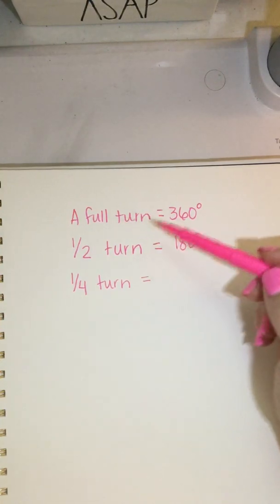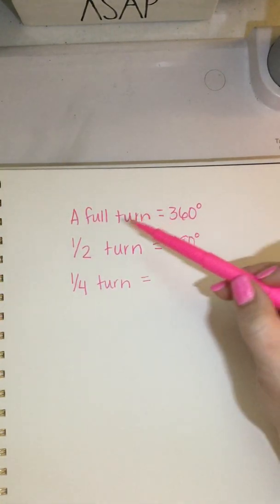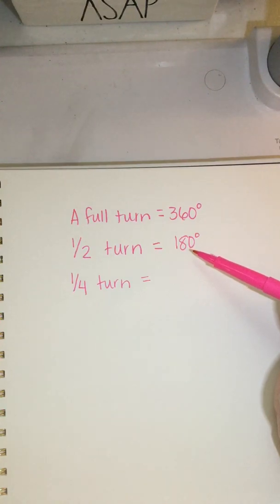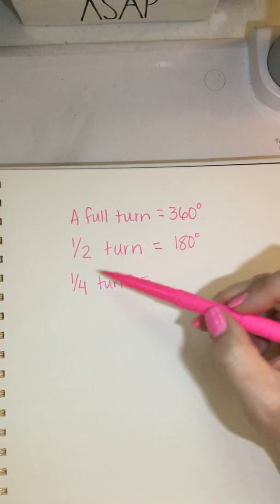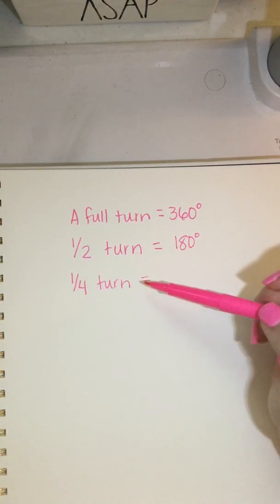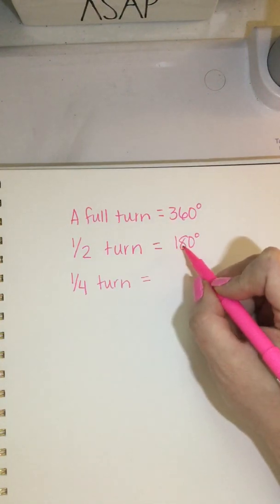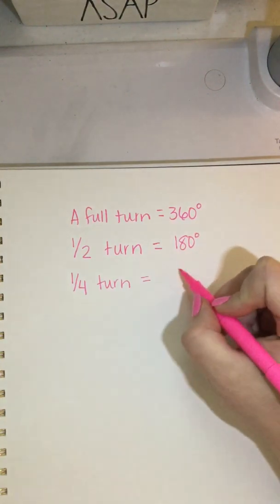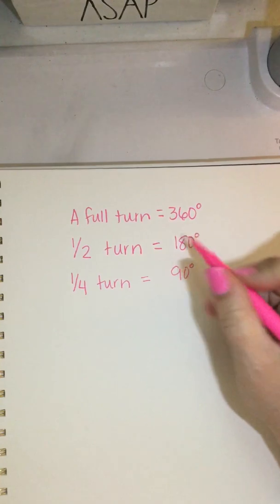Okay, so let's think about our turns. A full turn was 360, a half of a turn was 180, and now we've done a quarter of a turn, which would be half of that. This is half of that. Half of 180 is 90 degrees.